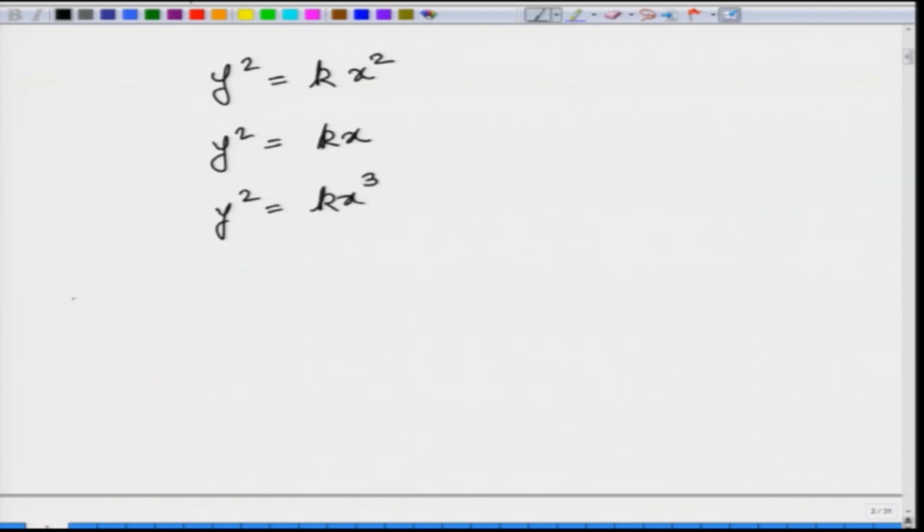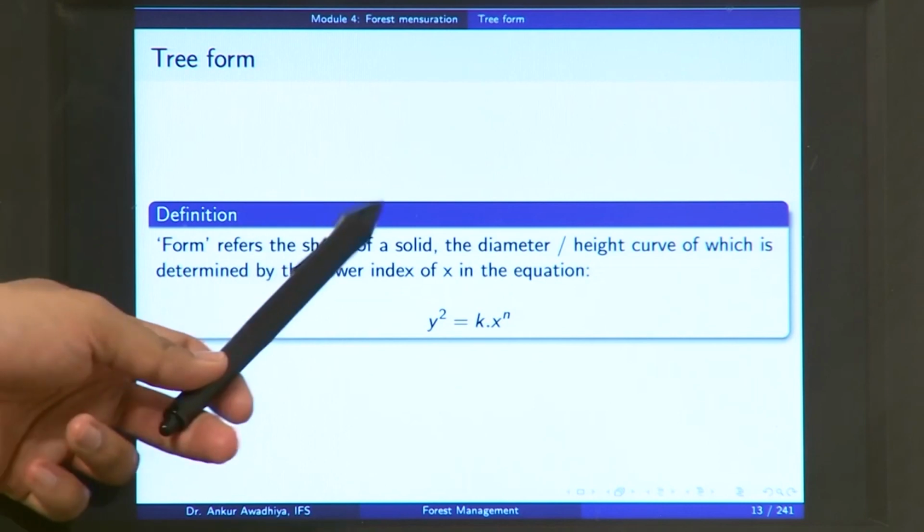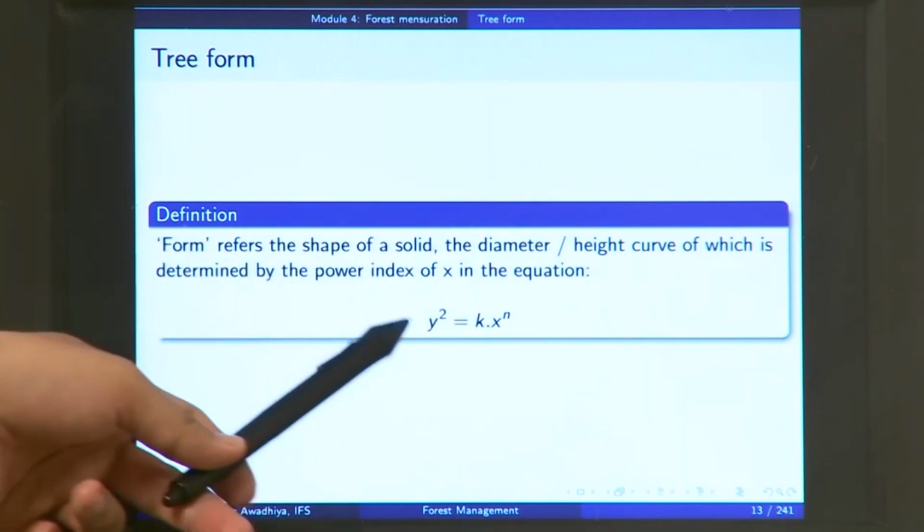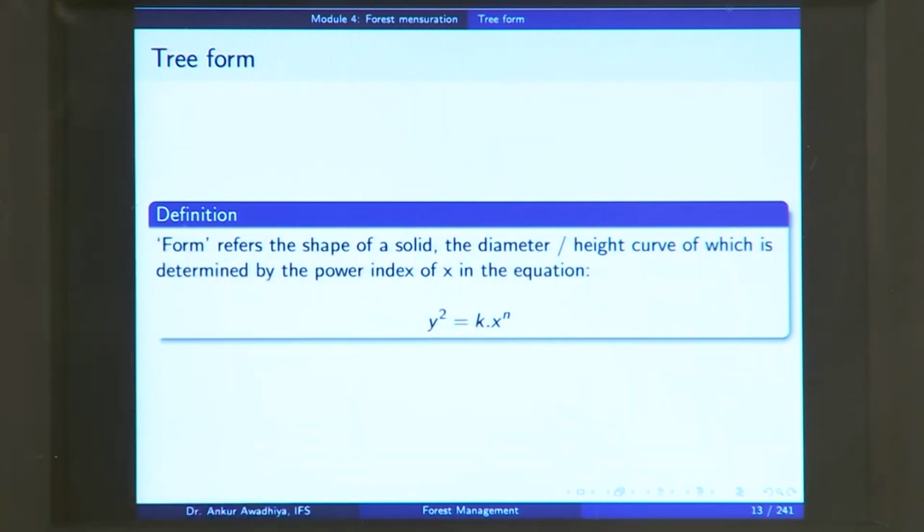And what we are saying is that the form of the solid is represented as y square is equal to k x to the power n. So, here n is equal to 2, here n is equal to 1 and here n is equal to 3. So, that is the tree form. The shape of the solid represented by the equation y square is equal to k x to the power n, where n, as we have seen in the case of trees, is 2, 1 or 3.